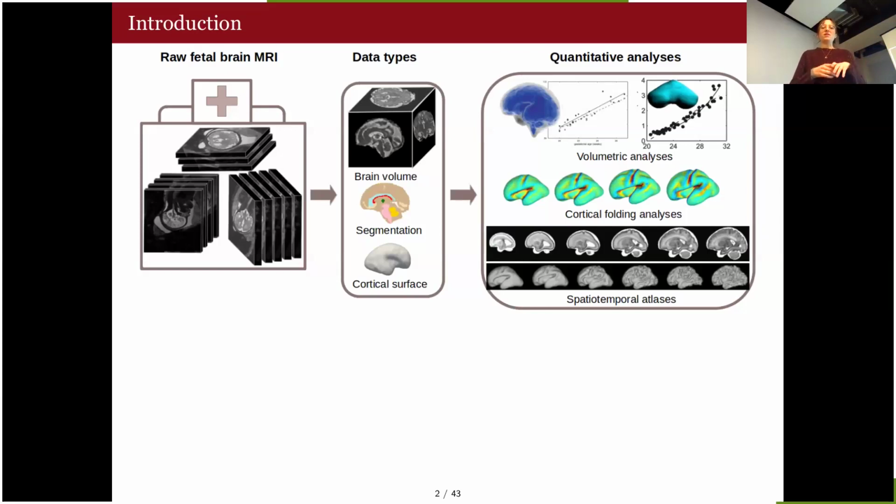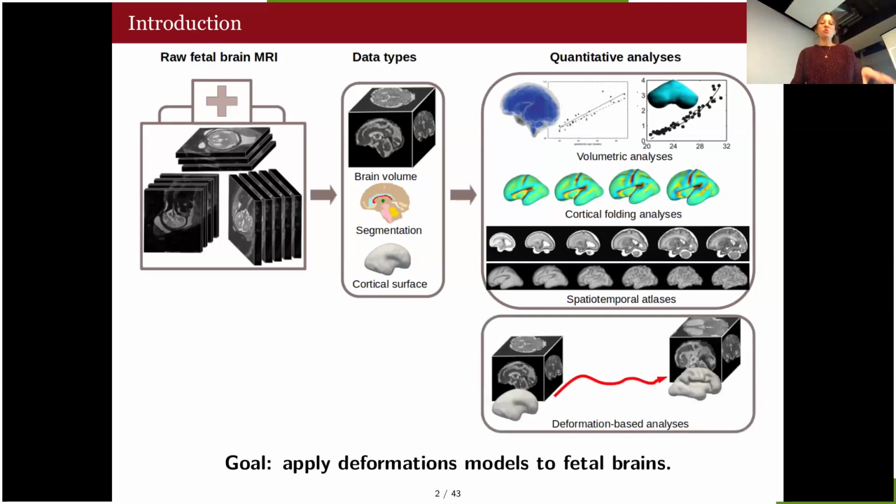Researchers use this data to perform quantitative analysis of the fetal brain, for example, volumetric analysis, analysis of the cortical folding process during pregnancy, and finally, building spatio-temporal atlases, which are reference images or objects of the fetal brain during pregnancy. And so to summarize, the goal of my thesis was to introduce a new kind of analysis in this domain. And our goal was to use deformation-based analysis to perform the quantitative analysis of the fetal brain. And this means that we wanted to apply deformation models to fetal brains.